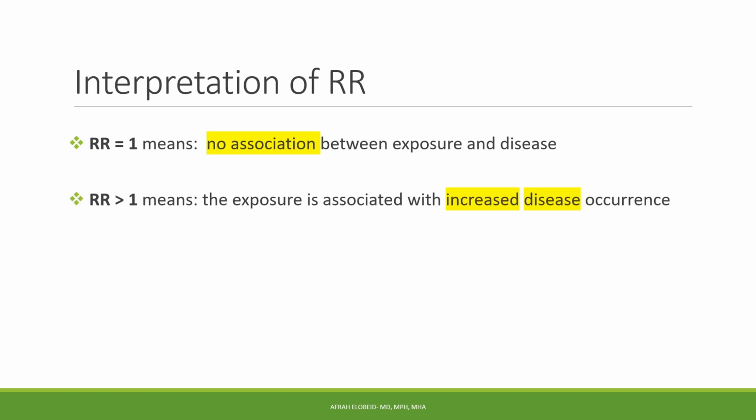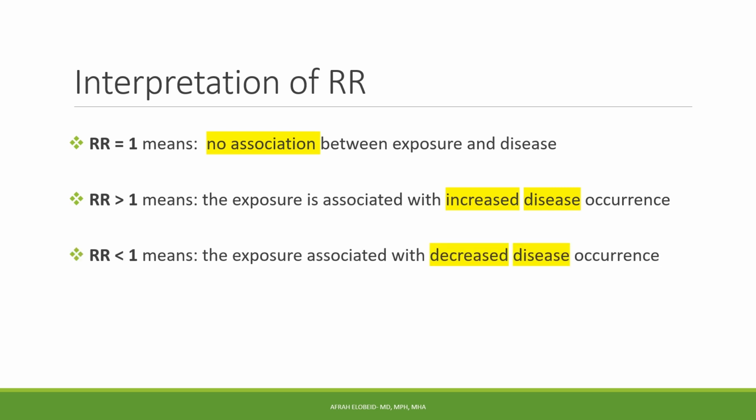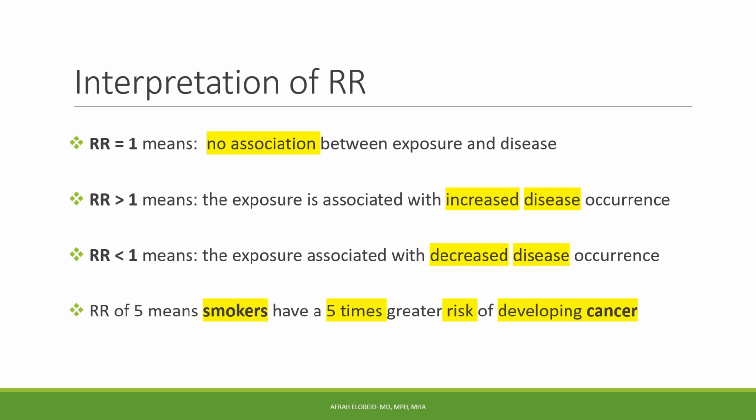And a relative risk of more than 1 means the exposure is associated with increased risk of the disease occurrence. And a relative risk of less than 1 means the exposure is associated with decreased disease occurrence. Remember, there is no causality here, it's just association. And in our example, we have a relative risk of 5, which means the smokers have 5 times greater risk of developing cancer. So they are 5 times greater in risk to get cancer than the non-exposed group. I hope that's clear enough.